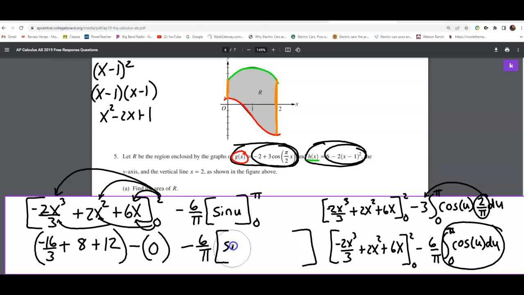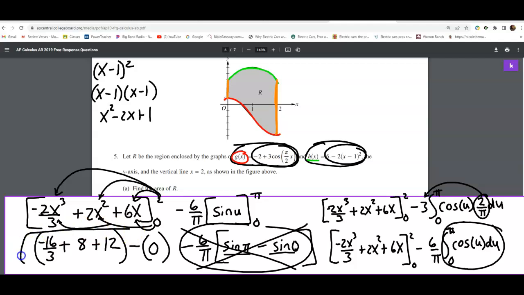we've got to plug in our pi and our 0. Now, interestingly, both of these equal 0, so this whole thing just goes away because 0 minus 0 is 0, and 0 times 6 over pi is that. And we can actually just stop here and call that our answer. You don't need to get a common denominator. Once again, FRQ, stop while you're ahead. There's your answer.